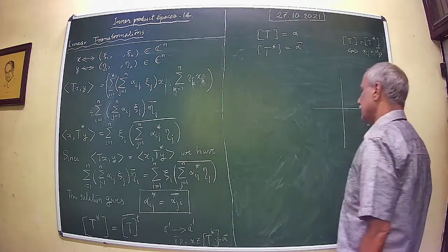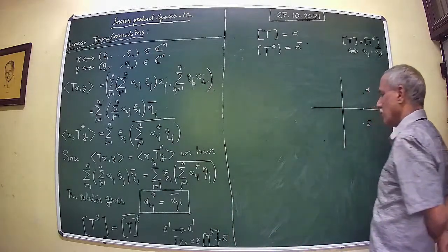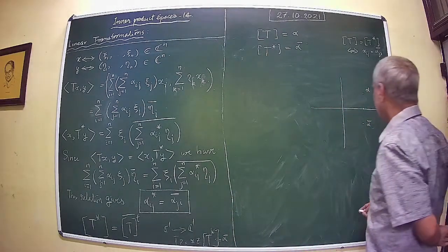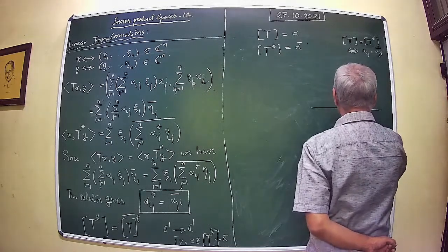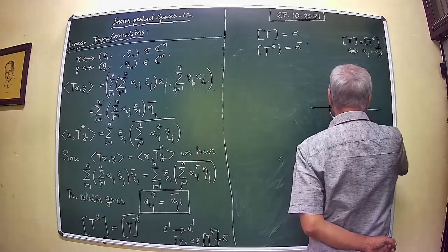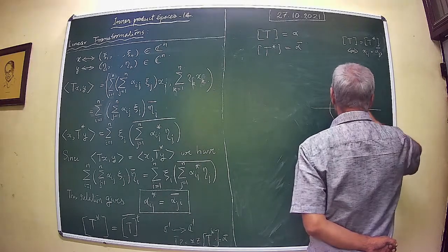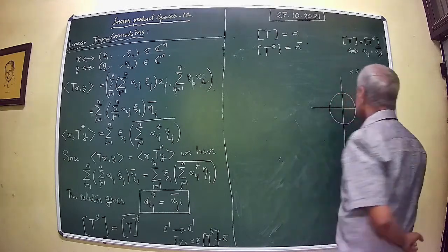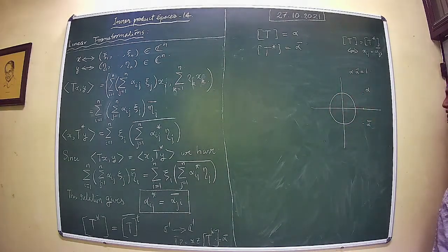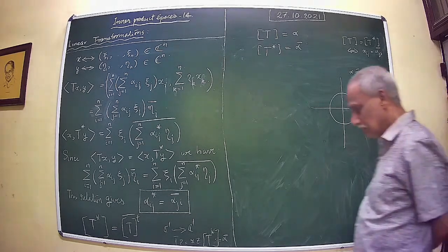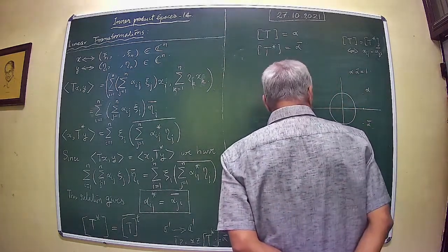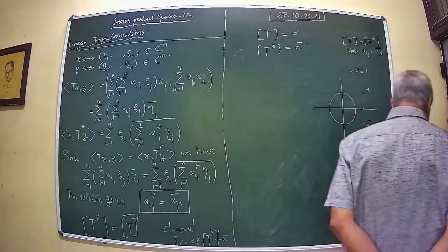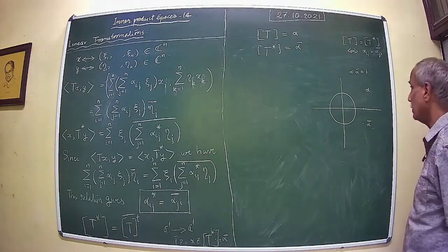Then another interesting thing that is fascinating is the unit circle. Here the property that you have is that the modulus of alpha equals 1. This is the unit circle that you have. It consists of all those complex numbers for which alpha times alpha conjugate equals 1.